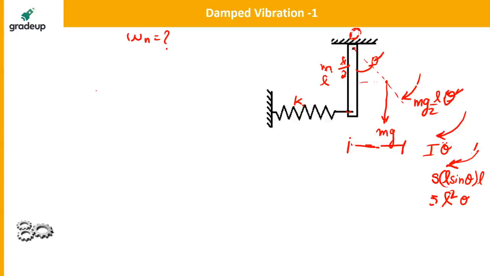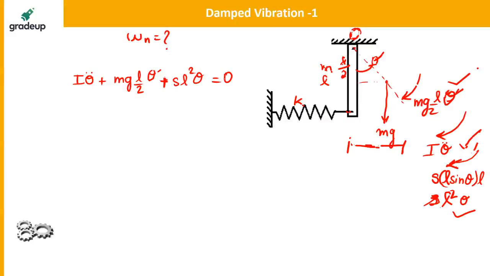Now you need to compare these three equations: mg L by 2 theta, I'm marking a tick mark, the inertia equation, and the spring force equation, which is S L square theta. So what will be our final expression? That will be I theta double dot plus mg L by 2 into theta plus S L square into theta is equal to 0.